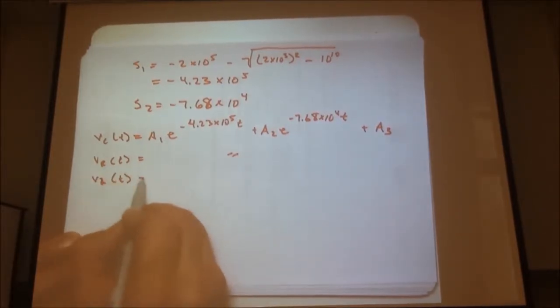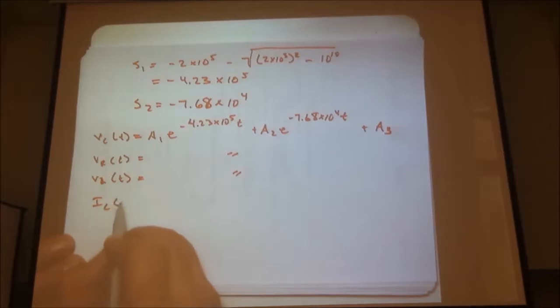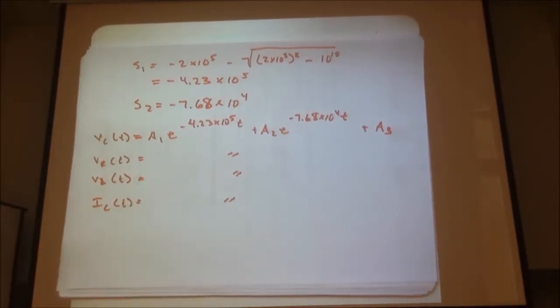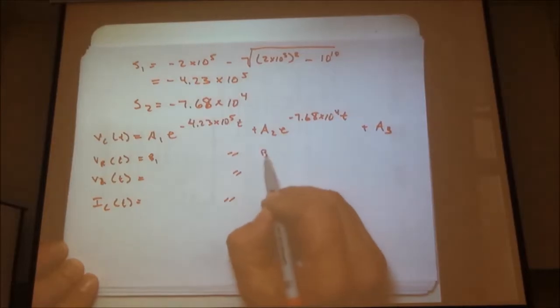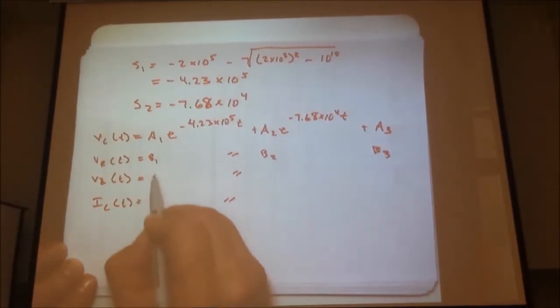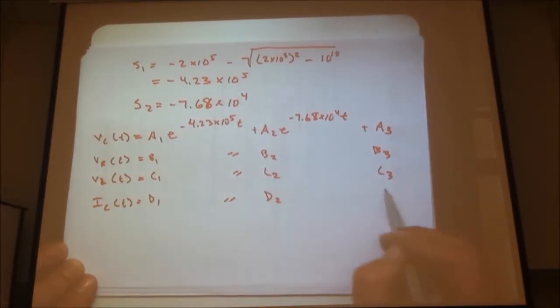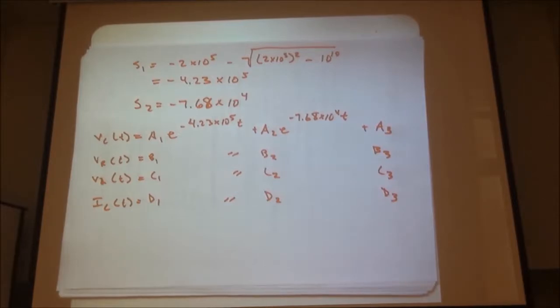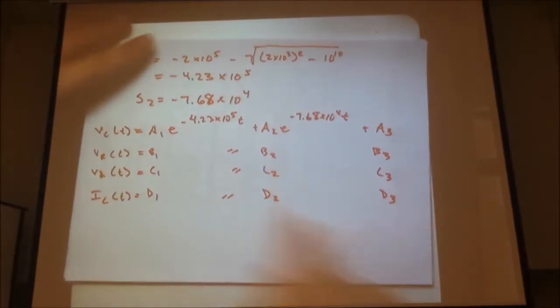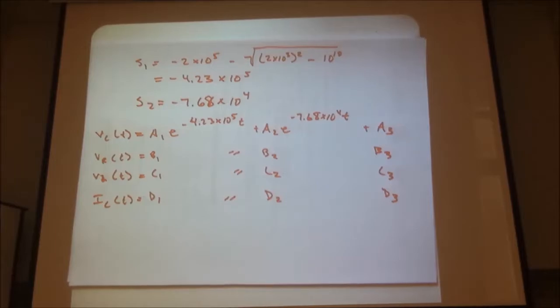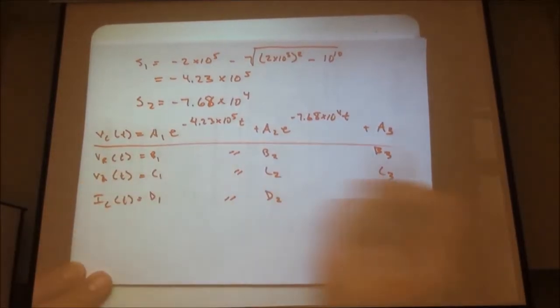VL of t equals the same. IC of t equals the same form. Of course, the coefficients are all going to be different. So maybe you want to use B1, B2, and B3, C1, C2, and C3, but the form is going to be the same. Coefficients, of course, are going to be different. But the form is going to be the same. It has to have the same exponential response. So, where do we go from here?